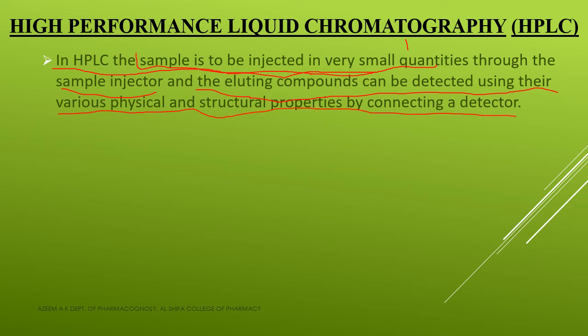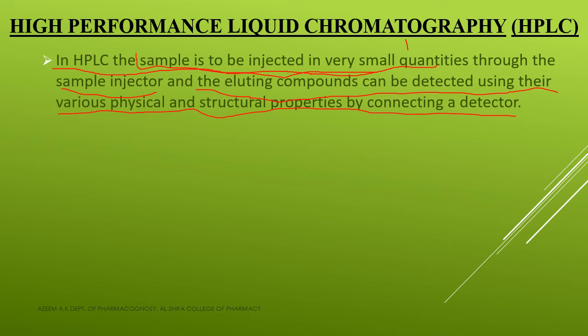So after eluting, the separation will be taking place, and these separated compounds can be visualized or detected with the help of a detector. In the detector we are studying the physical as well as structural properties of the eluent, and then only we can identify or quantify the substance.